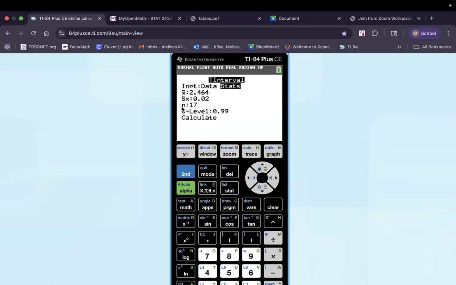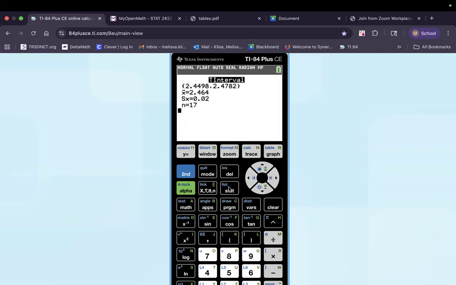This is not your new standard deviation. This is actually the sample standard deviation. It's not the new one, the one you calculate. This is the actual standard deviation of your sample. There's my sample size, confidence level. There we go. And it gives you your confidence interval. And this is the same thing that we calculated. Okay, that's great. That's the same thing that we got.